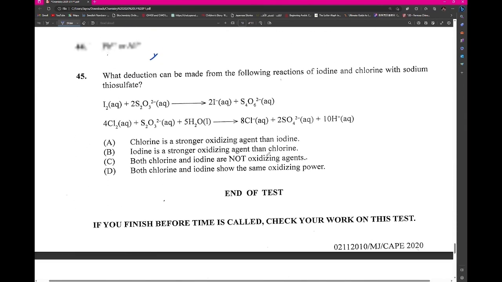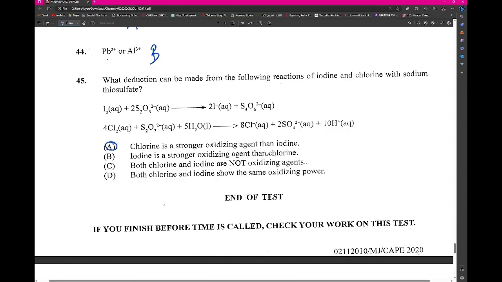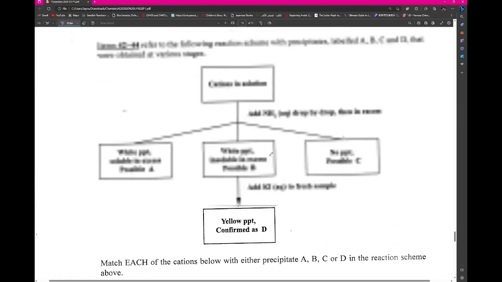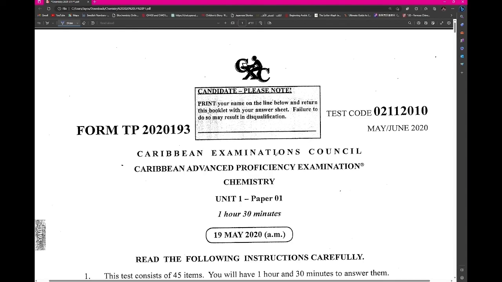And here, chlorine would be the stronger oxidizing agent, because iodine is not stronger. We know the trends. Both of them have oxidizing characteristics, but they don't show the same oxidizing power, so A would be the best answer here. So that's it for the 2020 Chemistry Unit 1 Paper 1. Thanks for viewing.